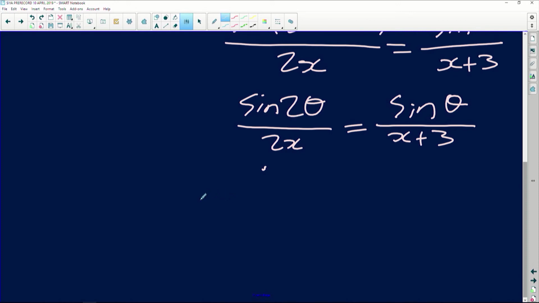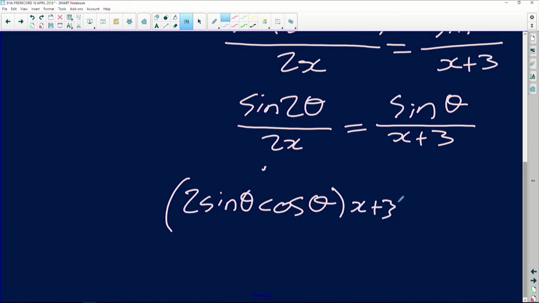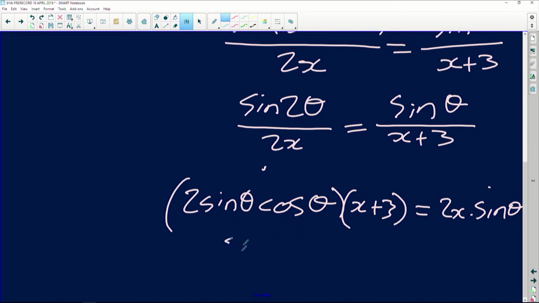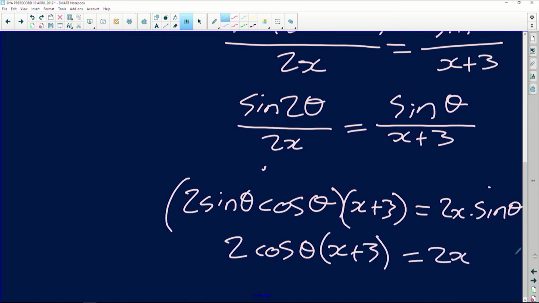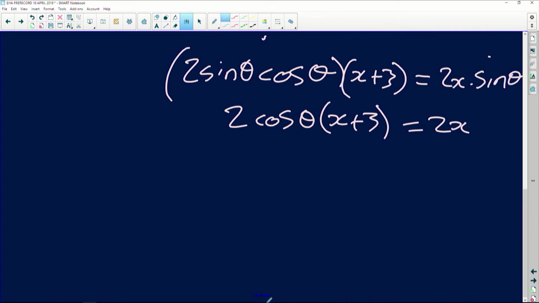If it's a double angle, then it will be 2 sine of theta cos of theta. All of this will then be multiplied by x plus 3 is equal to 2x multiplied by sine of theta. Sine of theta and sine of theta are common terms, so if you divide by it on both sides, it will give me 1. So I will be left with 2 cos of theta multiplied by x plus 3 is equal to 2x. Now, remember the question wanted us to find what cos theta is, so we must make cos theta the subject of the formula.